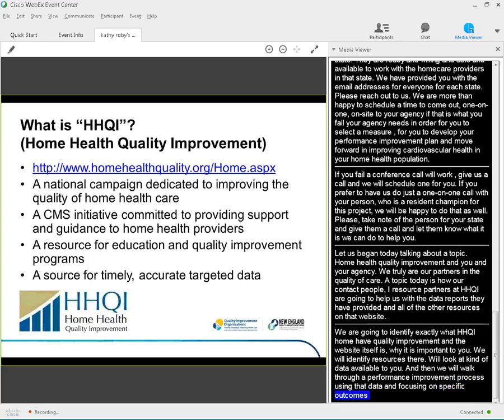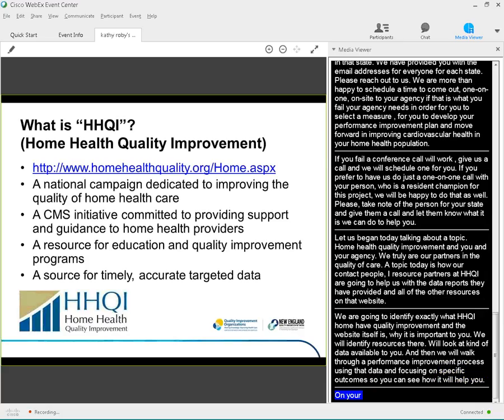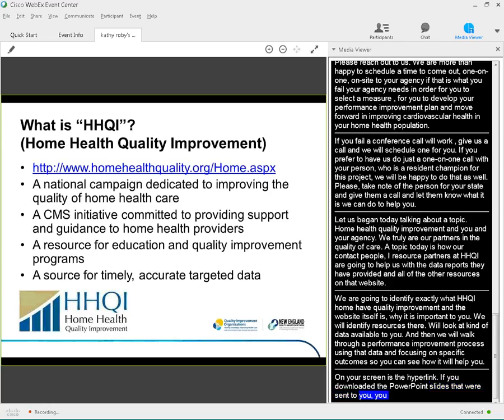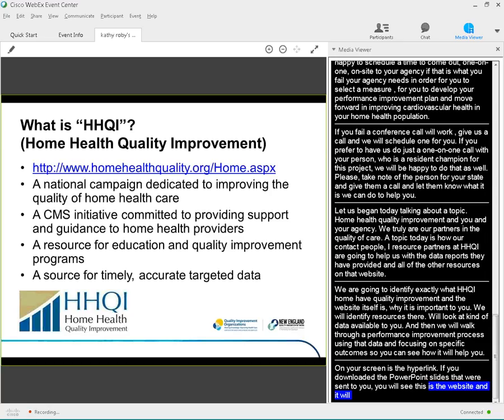There on your screen is the hyperlink. If you have downloaded the PowerPoint slides that were sent to you, you will see that this is the website and it will take you directly there so that you can get your agency registered if you've not already done so, identify a contact person, and get yourself a password. That will give you access into the data reports themselves.